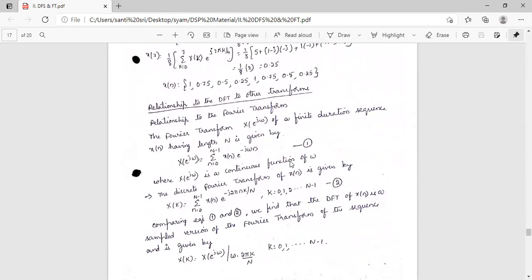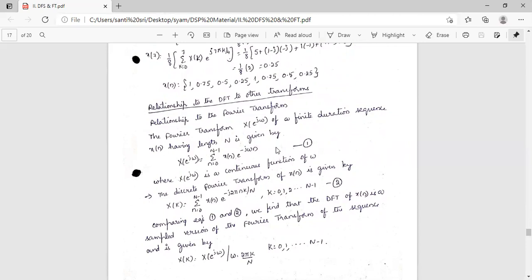So how is this discrete Fourier transform related to other transforms like the z-transform and Fourier transform? Okay, right. So first of all, we take the relationship to the Fourier transform. X of e power j omega is equal to sigma n equal to 0 to n minus 1 x of n e power minus j omega n, right? X of e power j omega is a continuous function of omega, right? So the discrete Fourier transform of x of n is given by x of k equal to sigma n equal to 0 to n minus 1 x of n e power minus j 2 pi n k by n, where k is varying from 0 to n minus 1. So this is the discrete Fourier transform, and the above one is the Fourier transform for complex variables.